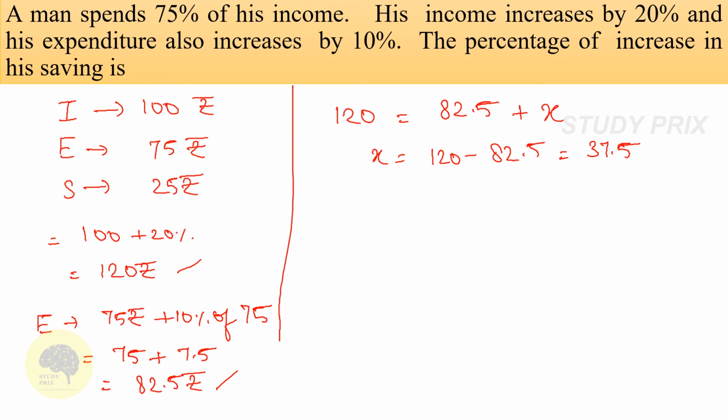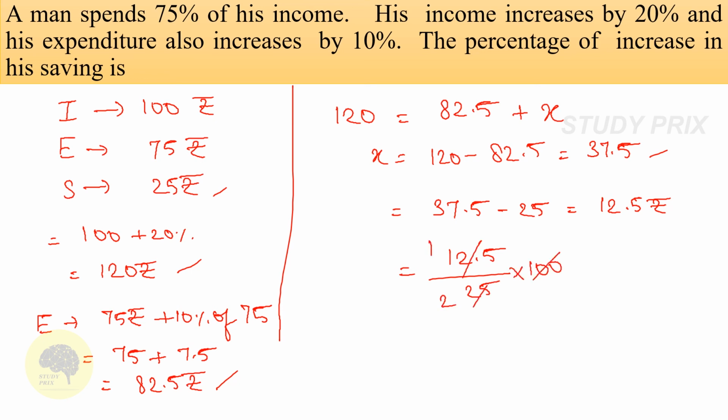And we have to find the percentage of increase in saving. We know the new saving. We already know the past saving. So we have to find the change in the saving amount. New saving is 37.5 minus past saving is 25. Therefore, 12.5 rupees is the new change in the saving amount. So we have to find the percentage in the saving amount. Therefore, 12.5 divided by past saving amount is 25 multiplied by 100. 1 by 2. Therefore, 50% is the percentage of increase in his saving.